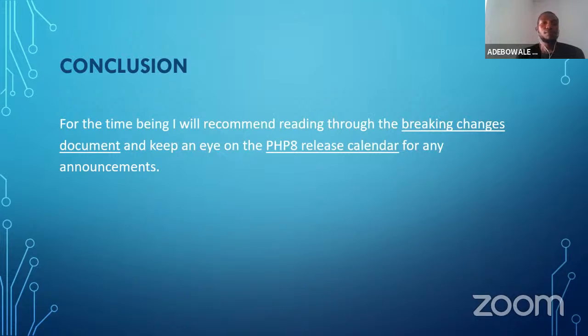So in conclusion, for the time being, I will recommend reading through the breaking changes and keeping an eye on the PHP 8 release calendar for any announcement. Like I said, PHP 8 is a major release, and as we are speaking today, we now have PHP 8.1.1. That means we have had a minor release after the major release.